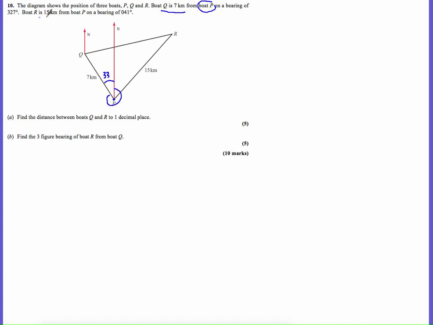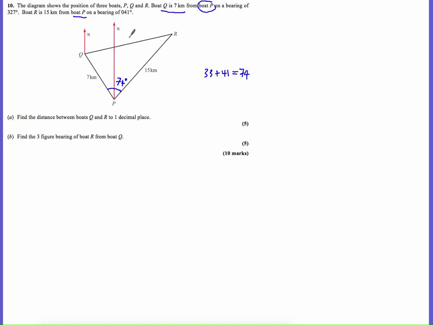Also tells us that R from P is on a bearing of 41, so we know that that angle there is 41. So all in all, we know that 33 plus the 41 gives us 74. So we know that this thing here is 74 degrees. You get 1 mark for that. Ridiculous. Anyway, 74.